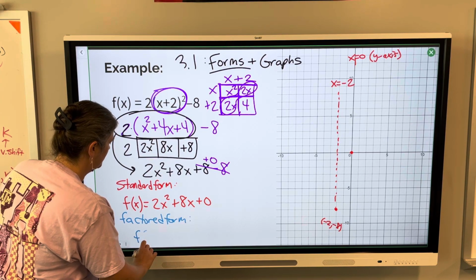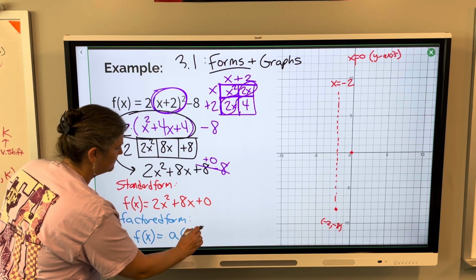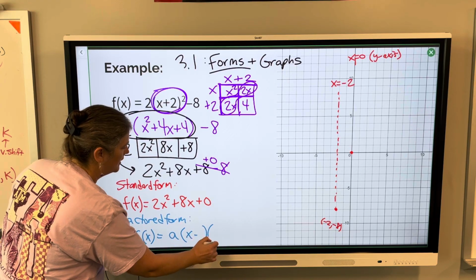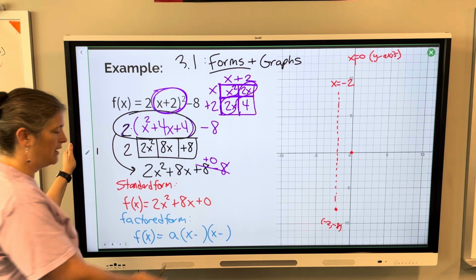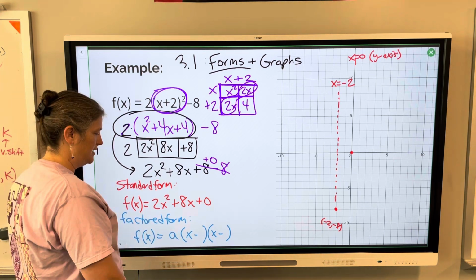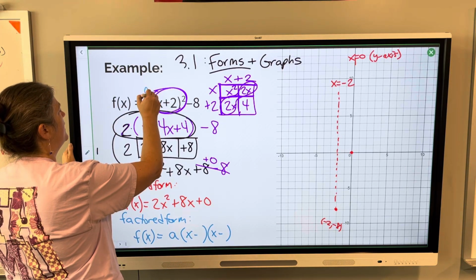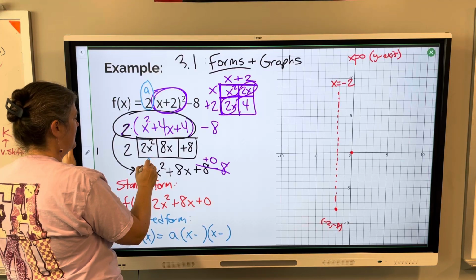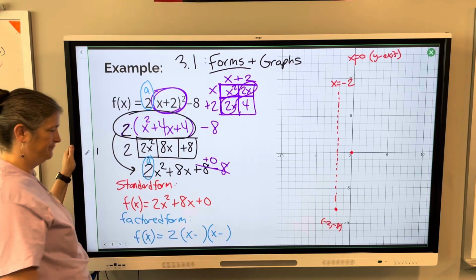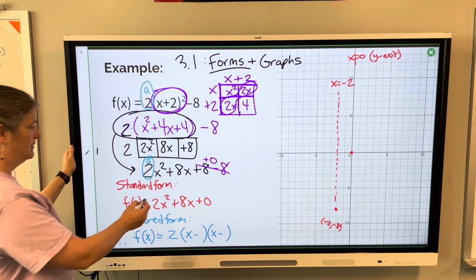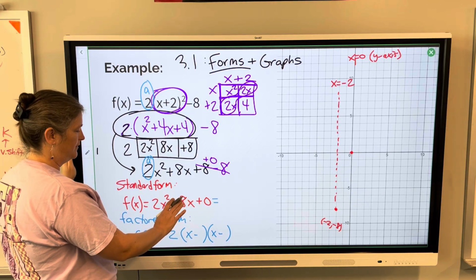The factored form of f of x will generally look like a times a factor, x minus something, times a factor, like this. This is my factored form format where I'm looking for the numbers that go in here. Now, my a I know to be 2. A is 2 here, and a is 2 here. So a is gonna be 2 here. Interesting. Maybe I can rewrite my standard form by factoring out the 2 from all of this.